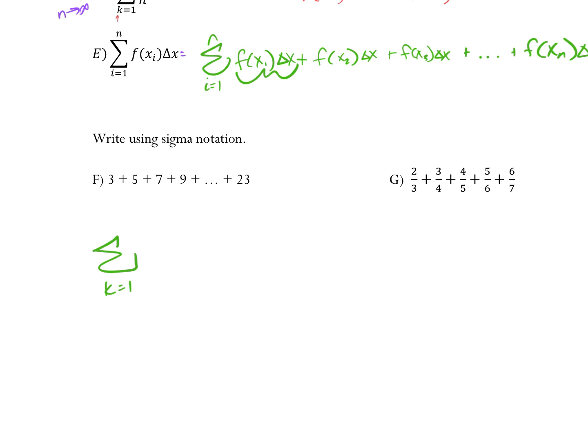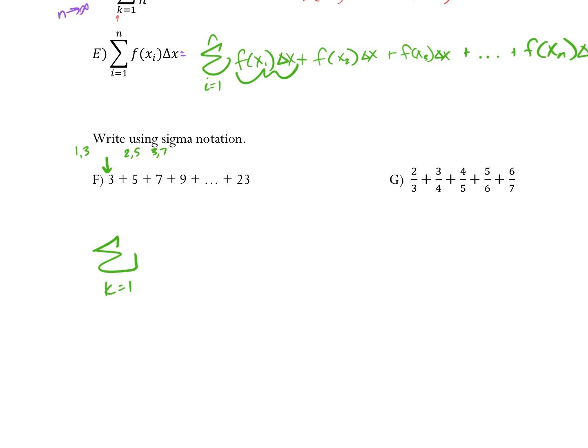So in order to do this, we have to find two things. We have to find our bounds, and we have to find an equation that models this sequence. Are you with me that I can look at this and say that the first term was 3, the second term was 5, the third term was 7? And what's happening between terms each time? They're going up by 2.